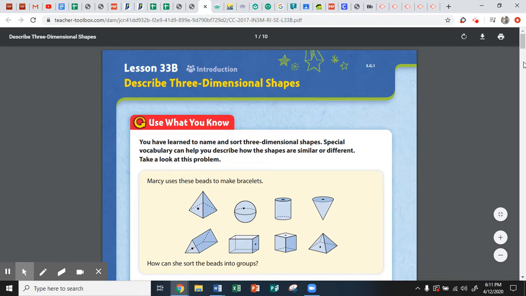Use what you know. You have learned to name and sort three-dimensional shapes. Special vocabulary can help you describe how the shapes are similar or different. Take a look at this problem. Marcy uses these beads to make bracelets. How can she sort the beads into groups?